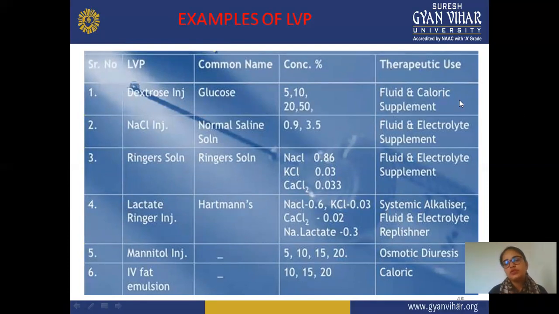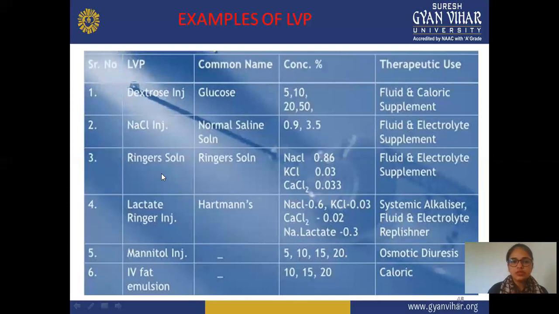In therapeutic use, it is a fluid and caloric supplement. Glucose already supplies some nutrients and calories, so it is mainly used as a fluid and caloric supplement. And next is NaCl injection. The common name of this NaCl injection is normal saline solution, and the concentration is 0.9 to 3.5%. Two concentrations are available. It is also a fluid supplement or electrolyte supplement, and due to the NaCl presence, it also supplies some nutrients or fulfills the deficiency of nutrients.